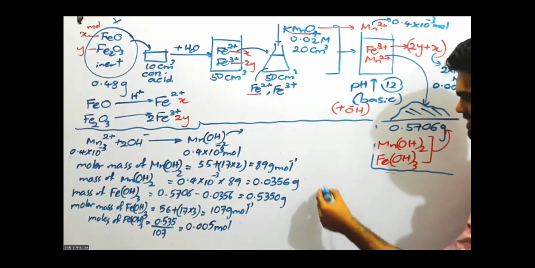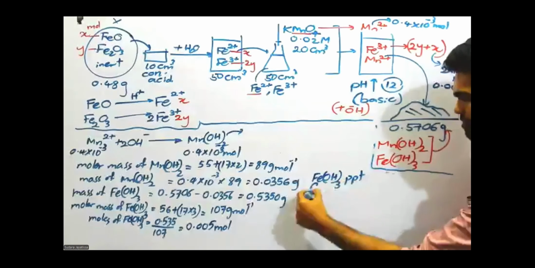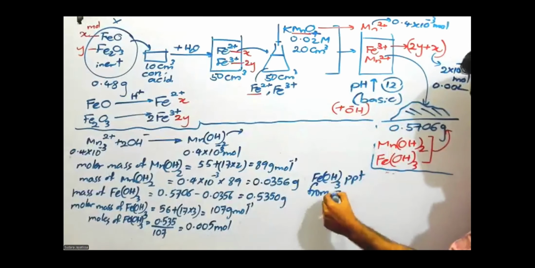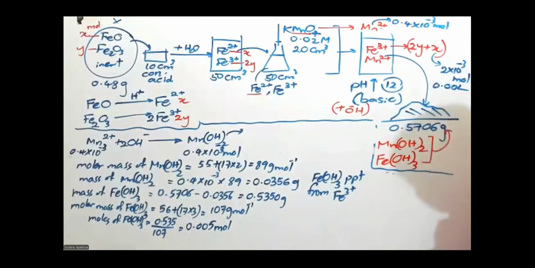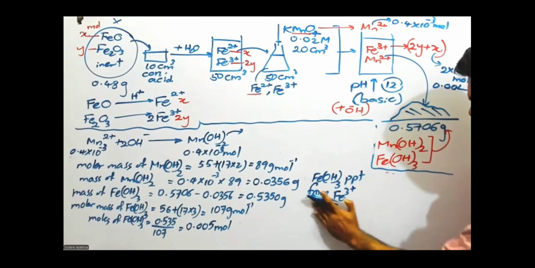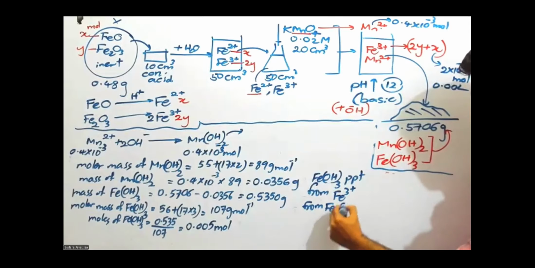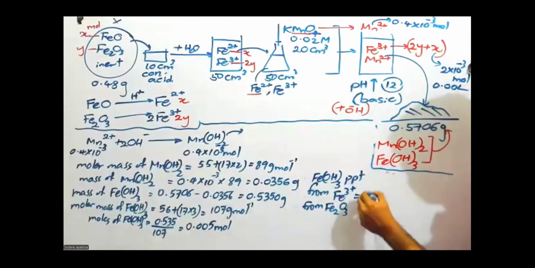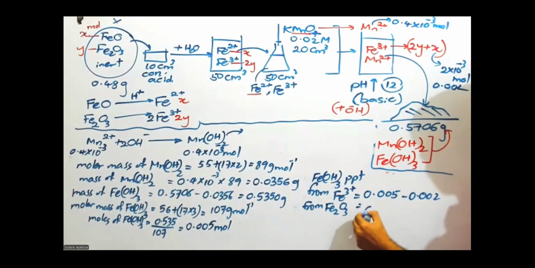Okay, so now let's find out Fe(OH)3 precipitated from Fe3+, apart from the already existing Fe3+ from ferric oxide. That means 0.005 minus 0.002, 0.003 moles. So I have to mention that one also.